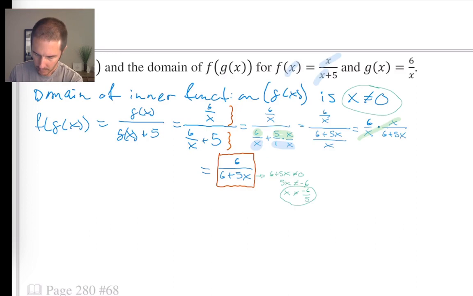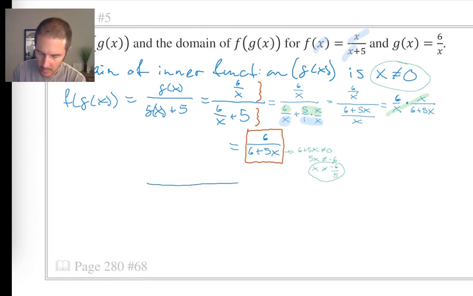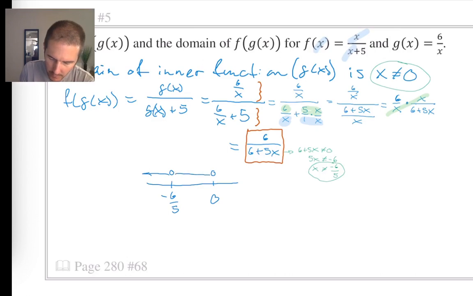Let's stay with blue. On a number line, I would shade the entire number line except at negative 6/5 and at 0. I would have an open circle here and an open circle here, and I would shade everything to the left of there and everything between them and everything to the right of 0. Graphically, that's an acceptable way to represent your domain.